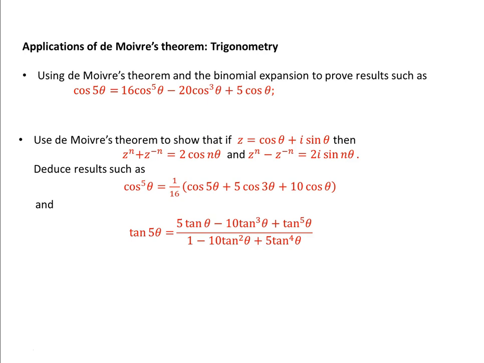If we use De Moivre's theorem for z equals cos theta plus i sine theta, then we can show that z to the n plus z to the minus n is 2 cos n theta, and z to the n minus z to the minus n is 2i sine n theta. And using that, we can deduce other trigonometric identities. And again, we shall see some examples of these later in this video.